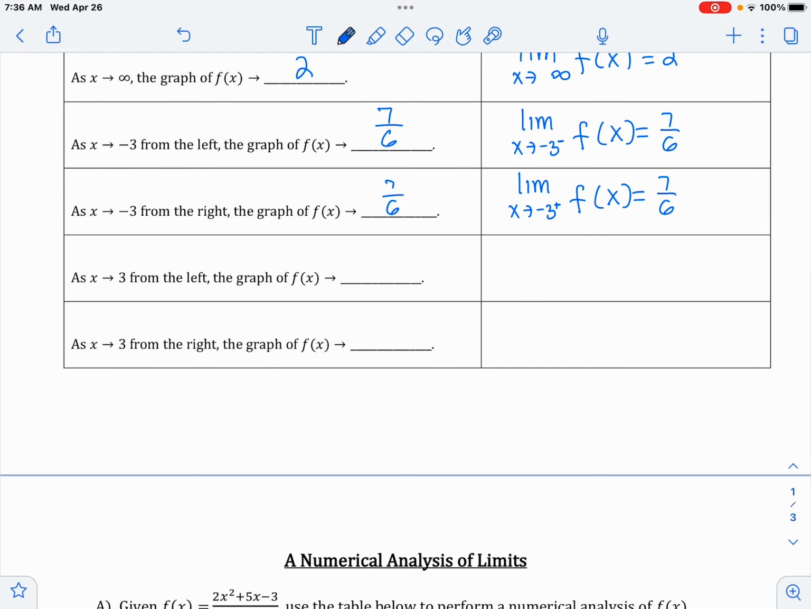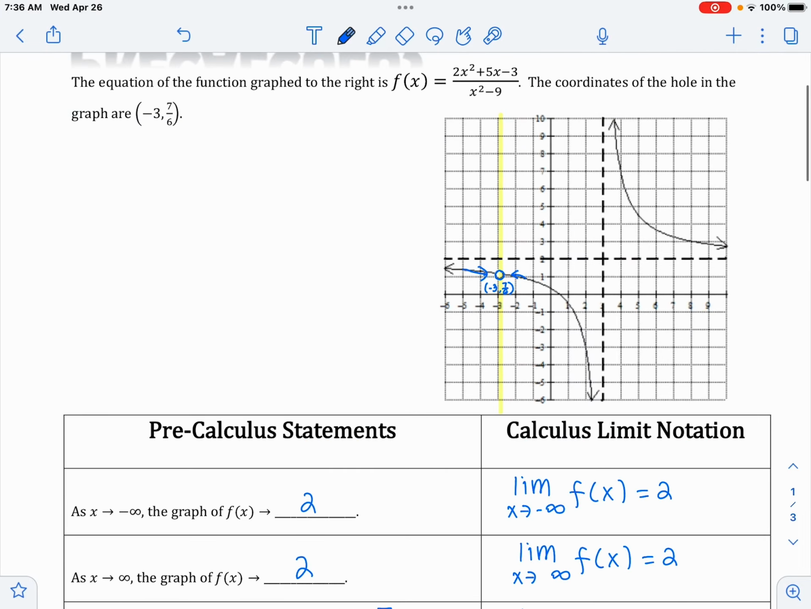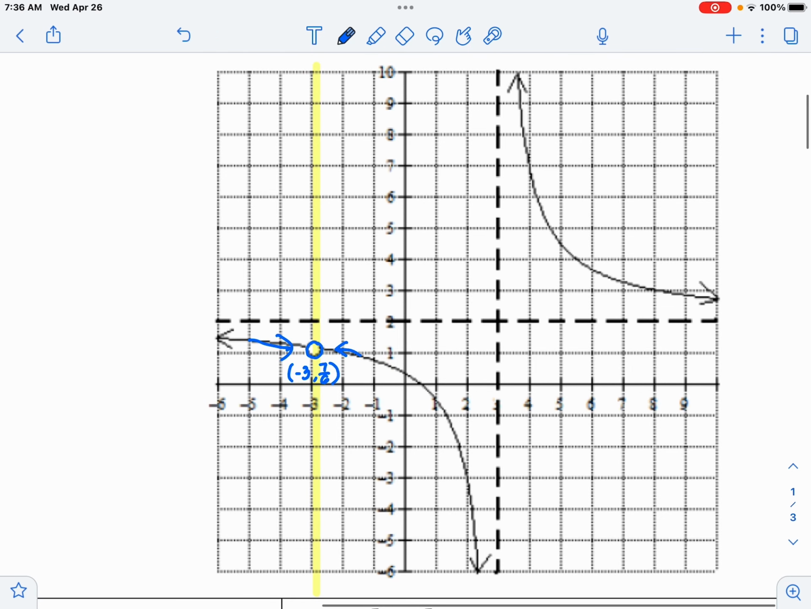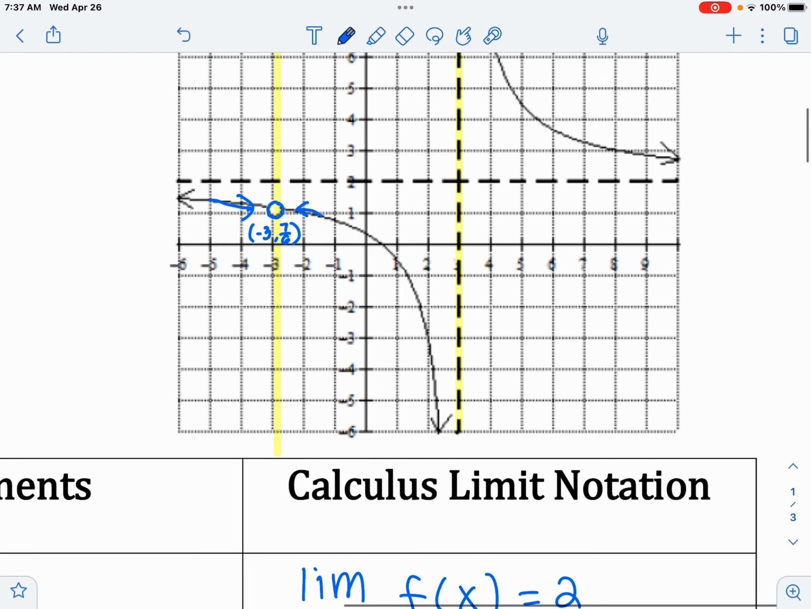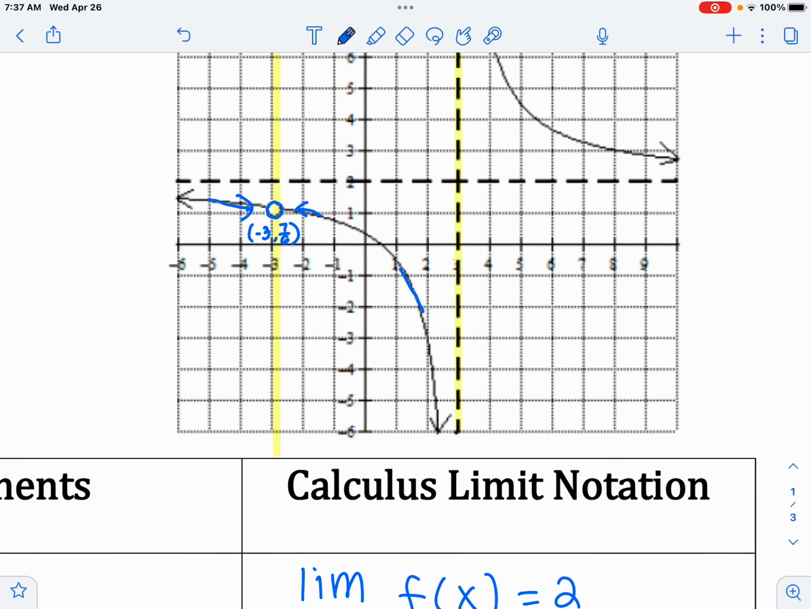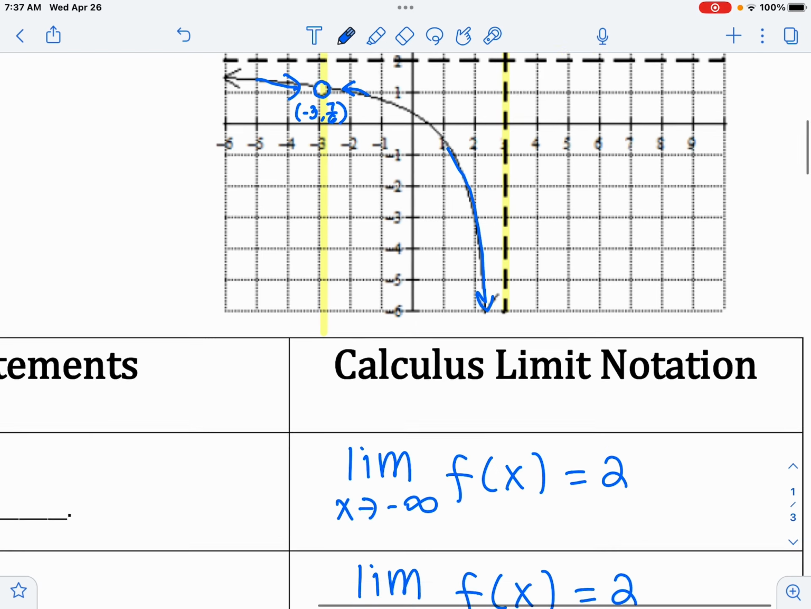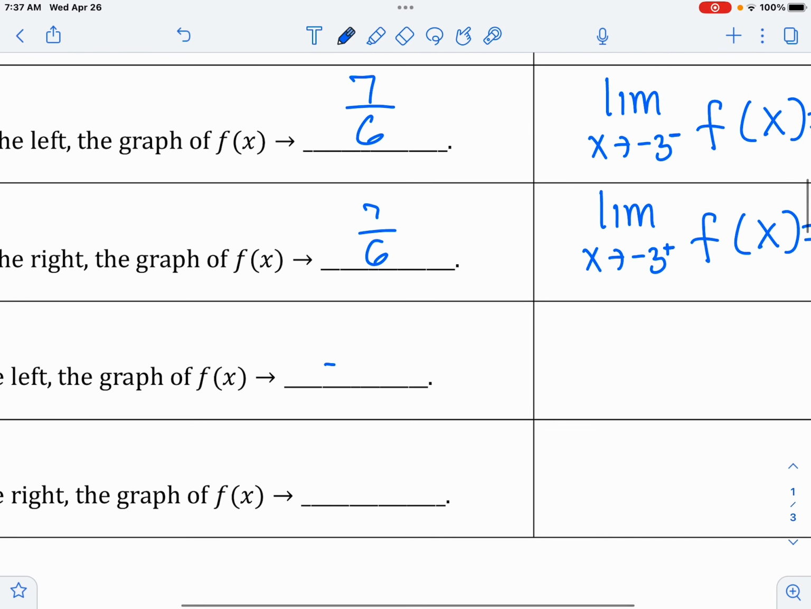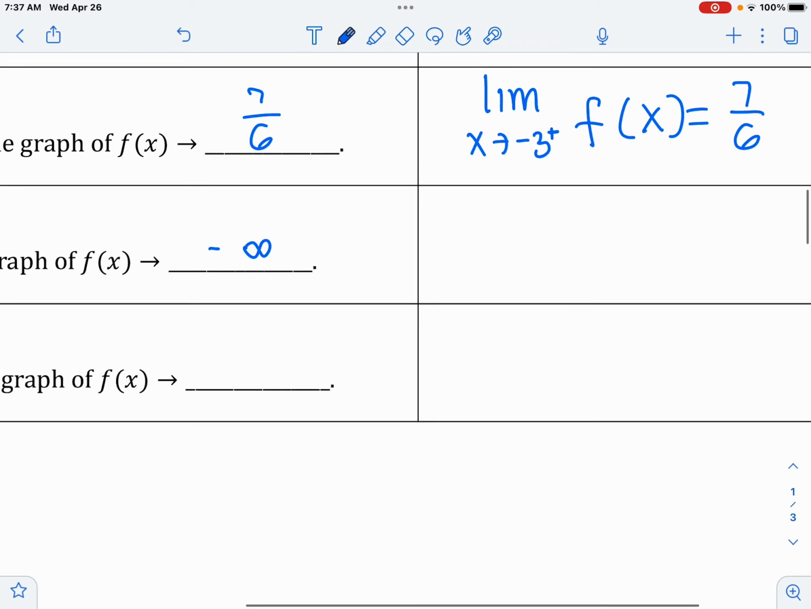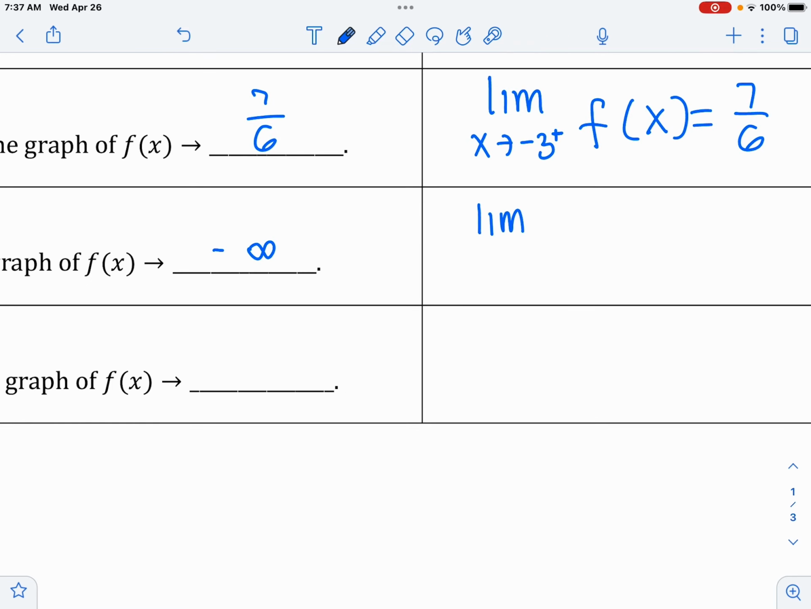Next, the limit as x approaches 3 from the left. Let's find 3. 3 is right here, this asymptote. So let's approach 3 from the left. As we follow the graph here, you can see there's an arrow pointing down, so we'll say that's negative infinity. So we have the limit as x approaches 3 from the left of f of x is negative infinity.